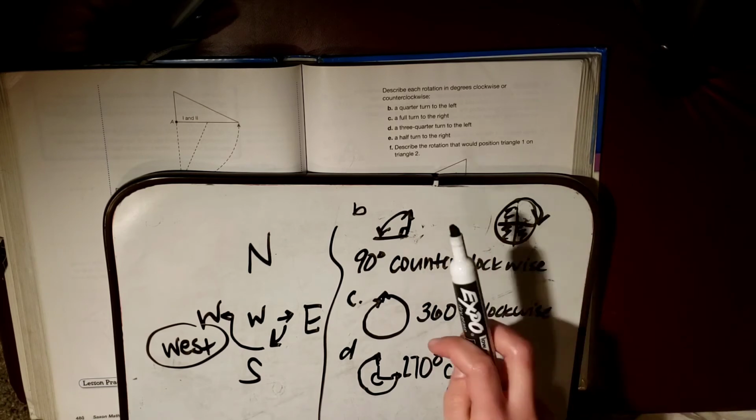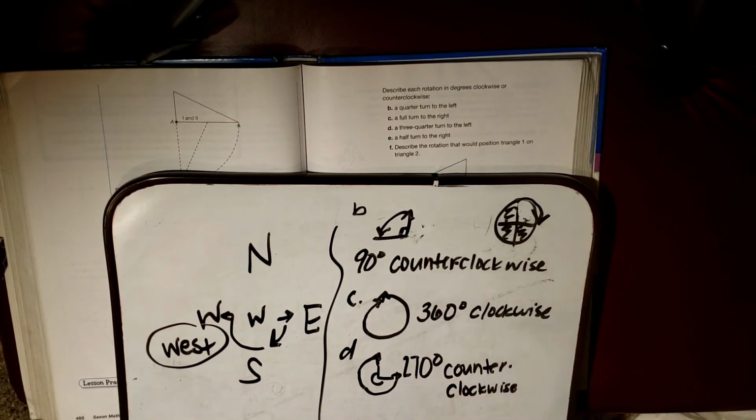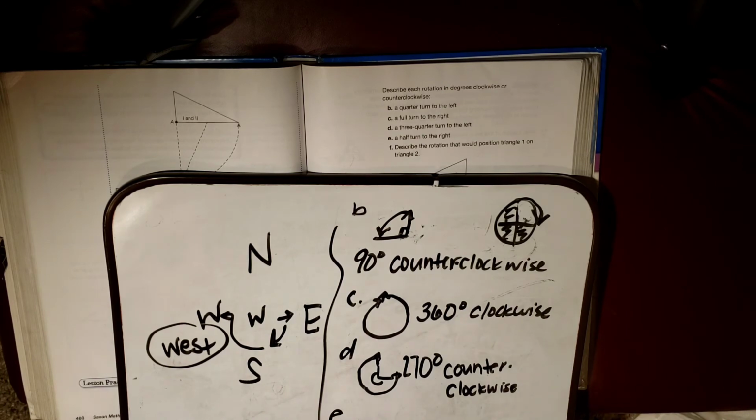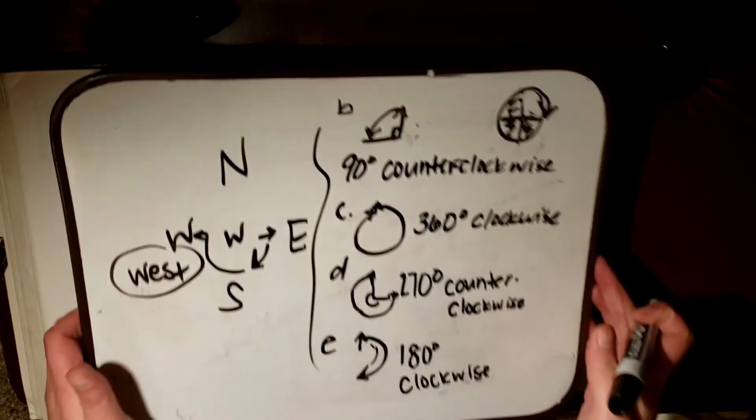And I'm going to do letter E, a half turn to the right. So half, we just face forward, and now we've only turned backwards. So we are facing forward, going to the right halfway, and now we have gone this much, and that is 180 degrees, and we went to the right, so that is clockwise. Hopefully you can see that. Sorry if you can't.